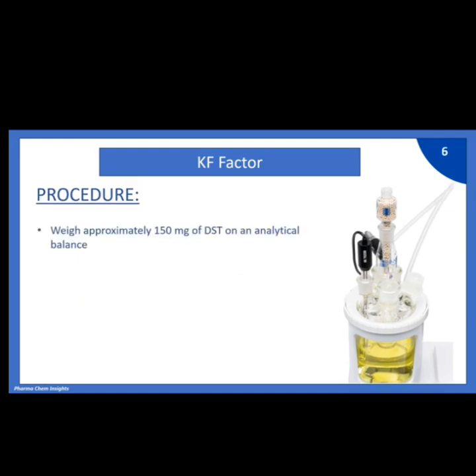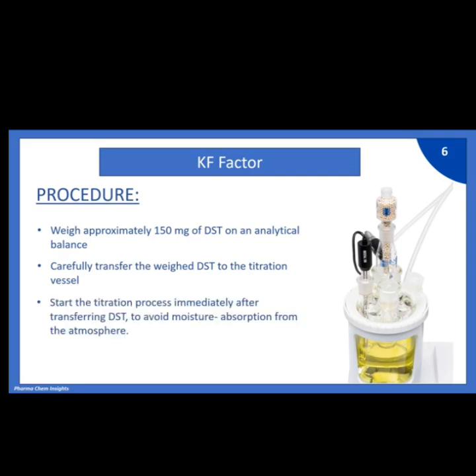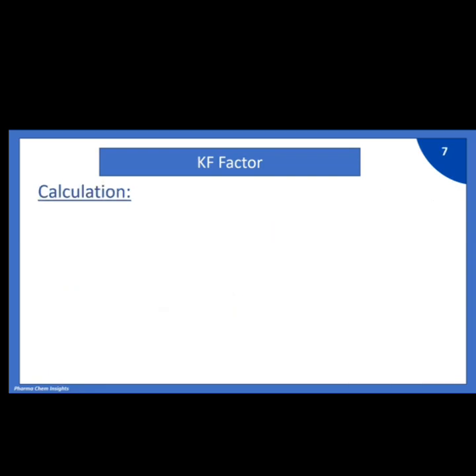Now weigh approximately 150 mg of DST on an analytical balance. Carefully transfer the weighed DST to the titration vessel. Start the titration process immediately after transferring DST to avoid moisture absorption from the atmosphere. The titration will proceed until the end point is reached. The instrument has an inbuilt calculation, so you will get the Kf factor value directly, but you need to know the calculation. Now let's move on to the calculation part.